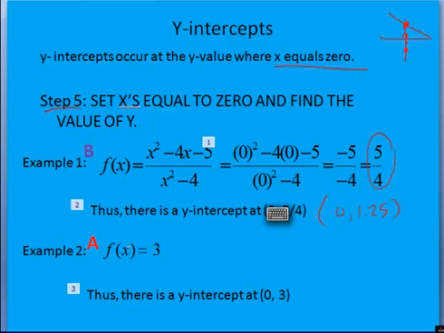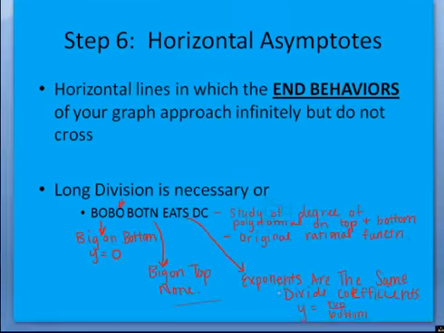Alright, and then this other one that we've been following, you can go ahead and plug in 0 for x, but no matter what, this function is always equal to 3. So 0, 3 is our y-intercept.